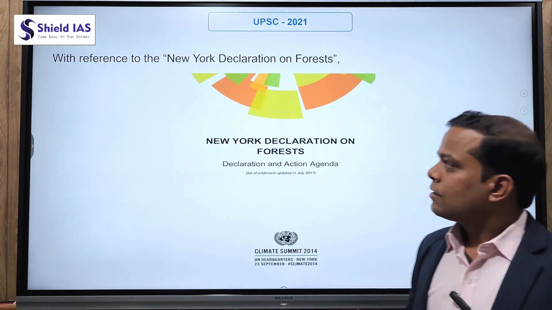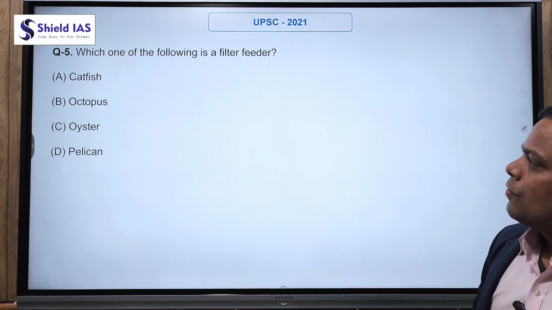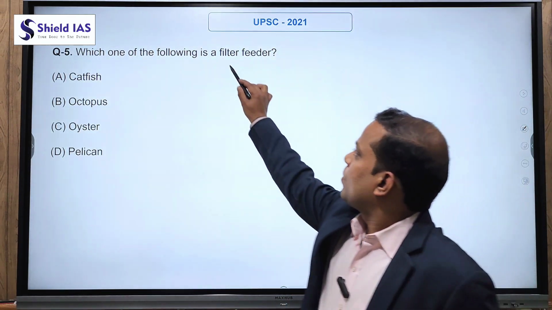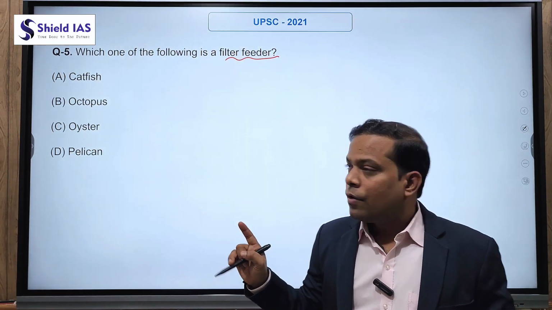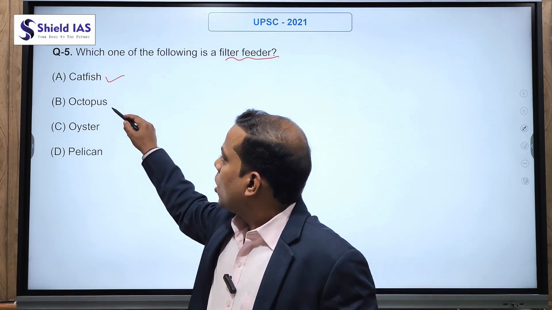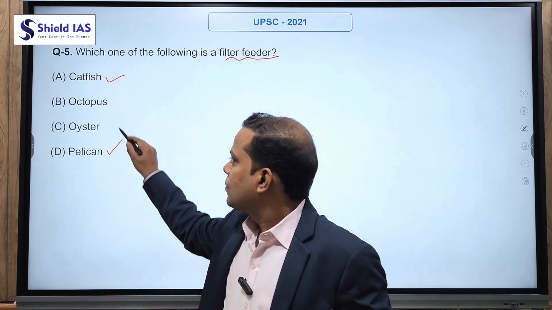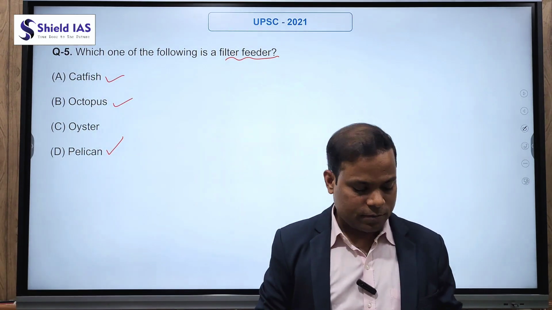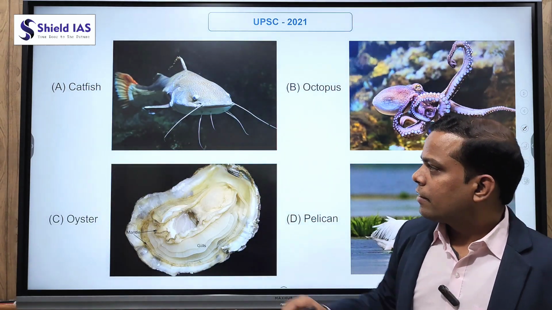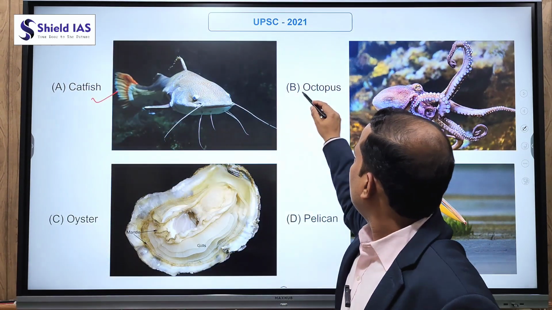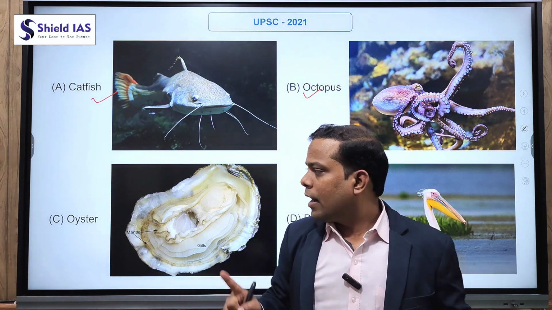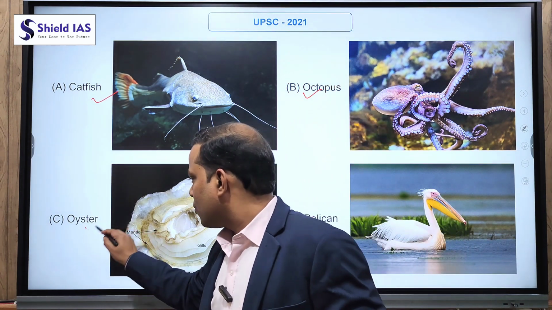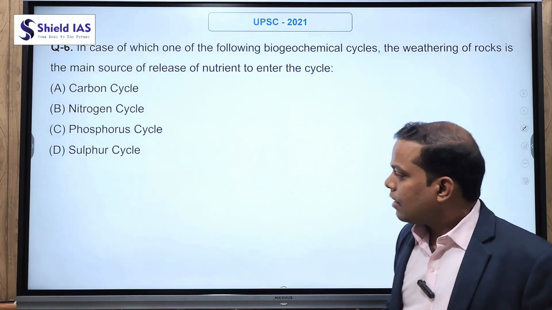Now the next question is, which one of the following is a filter feeder? Among the 4 options, we have catfish, octopus, and pelicans. All these are large organisms. We can see the picture that catfish, octopus, and pelicans are large organisms, and only one organism, that is oyster.